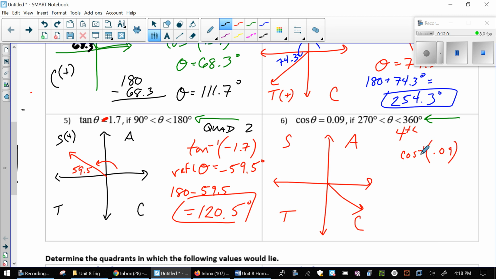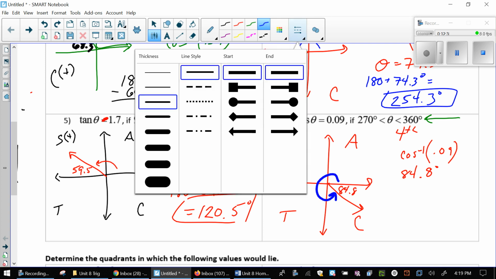Go ahead, inverse cosine, 0.09, and that gives us our reference angle is 84.8 degrees. So that's our reference angle right here. And notice mine's not to scale at all. That would be really close to our axis. But again, we're just doing this for the visual. So really, I need now this angle right here in the fourth quadrant.